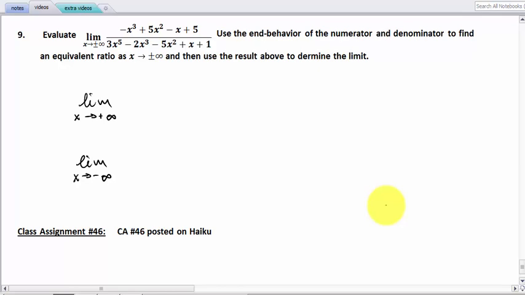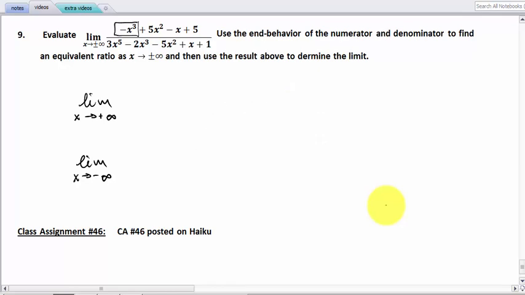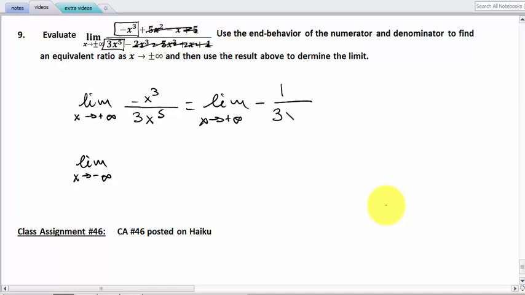Now we know the end behavior of a polynomial, right? It acts as its monomial of highest degree. So the top is going to be acting like negative x cubed. So if you take the limit at plus infinity, it's the same as the limit of negative x cubed, right? The other terms are negligible when you look at the limit at plus or minus infinity. So it's the same as the limit as x approaches plus infinity of negative x cubed over 3x to the fifth. Now what is this? This is the limit as x approaches infinity of negative 1 over 3x squared.